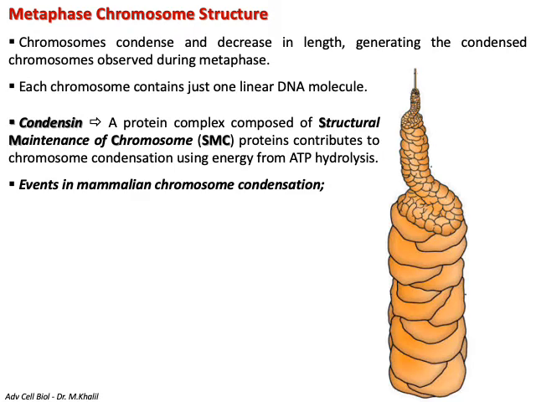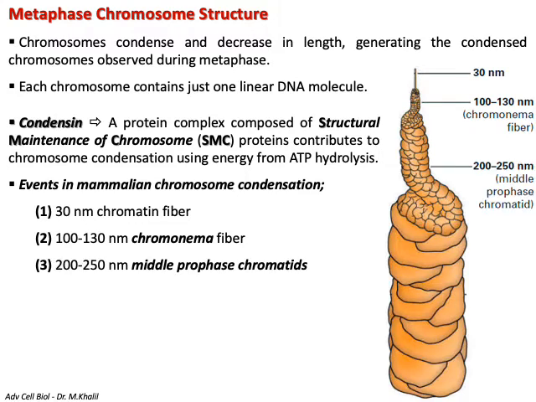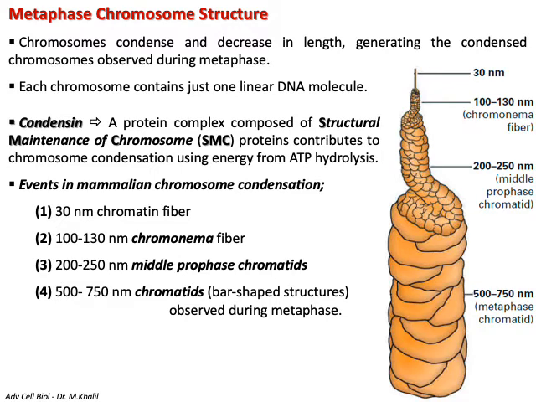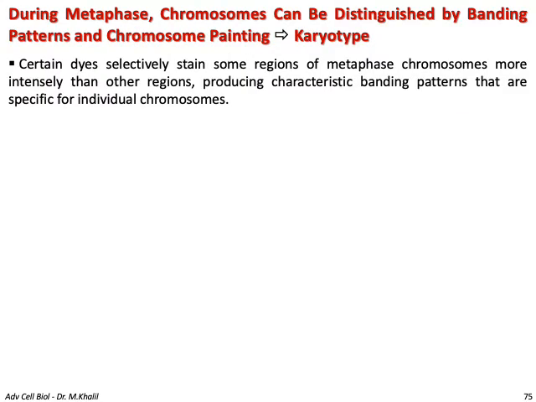So what are the events in mammalian chromosome condensation? The first level is the 30 nanometer chromatin fiber. The second level, around 100 to 130 nanometers, is called the chromonema fiber. The third level is called the middle prophase chromatids. You notice that the diameter of the fiber is increasing because of the process of condensation. The fourth level is the chromatids, which are bar-shaped structures observed only during mitosis, and then ultimately the two associated daughter chromosomes generated by DNA replication condense into chromatids that are linked by the centromere.